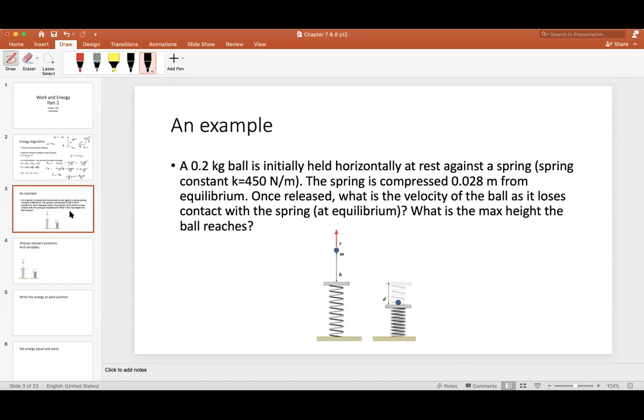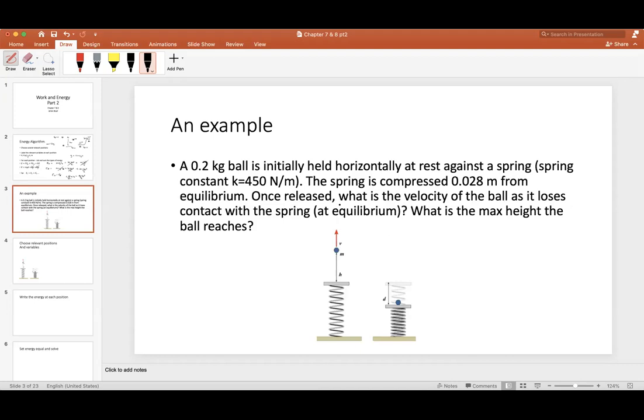And we're going to start by placing a mass on this spring, compressing it some distance, they're calling it D, and then releasing it, and we want to know how high up it goes, okay? So once released, what is the velocity of the ball as it loses contact with the spring? And we'll talk about what that means, and then what max height. So we really have two different problems to talk through here.